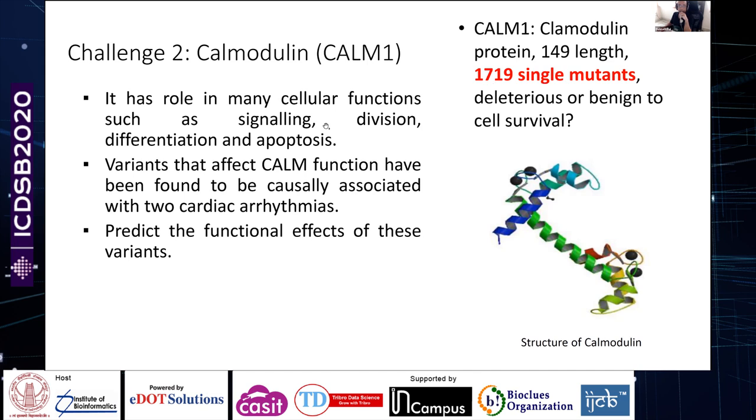This protein is also known for cellular functions such as signaling, division, differentiation, apoptosis. And it has been found that there are certain variants of CAM that alter such that they are present in heart attacks, cardiac arrhythmias. So we were tasked to predict the phenotype change in these two proteins.